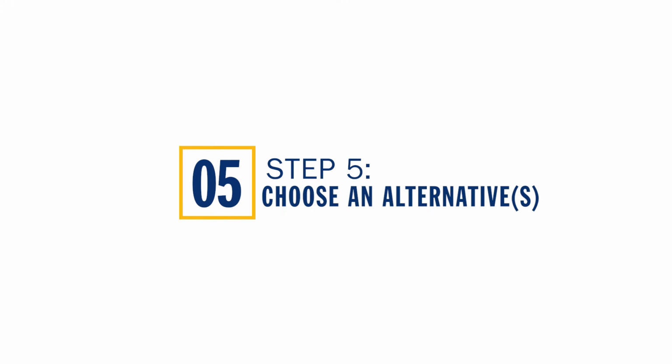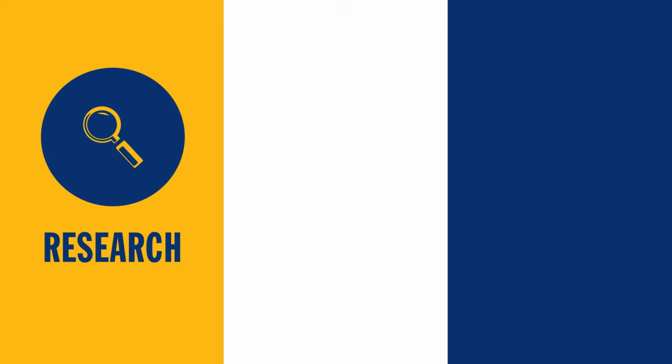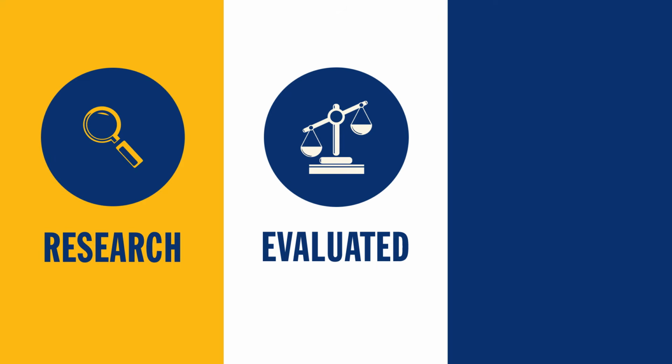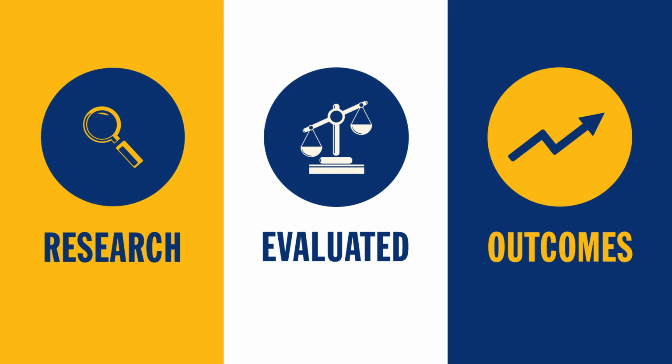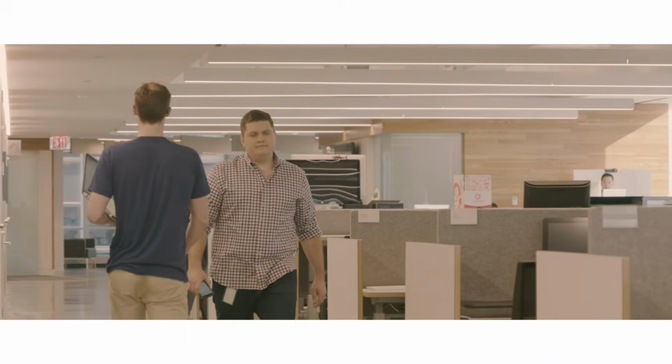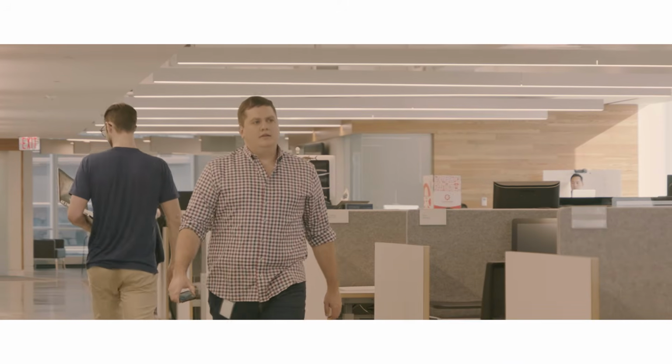Step 5. Choose an alternative. You've done the research, evaluated the options, and have a solid understanding of the prospective outcomes. Now, you put all of what you know, including the unknowns, on the table, and you decide the route you're going to take.